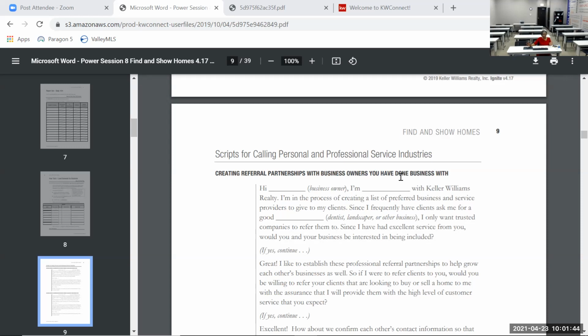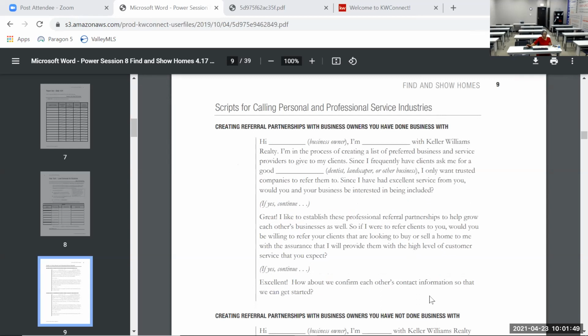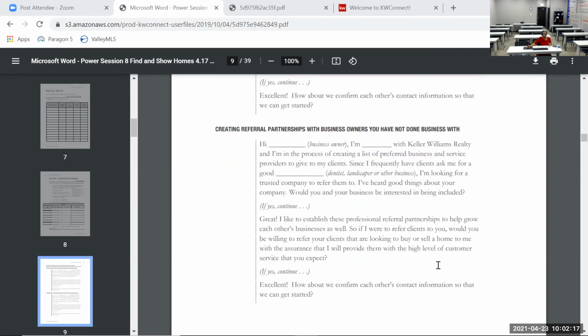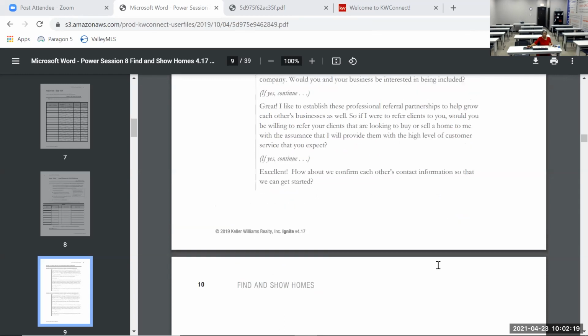And 9 times out of 10, they're going to say yes. As a matter of fact, I've not had anybody say no. Great. I like to establish these professional referral partnerships to help grow each other's businesses as well. So if I were to refer clients to you, would you be willing to refer your clients that are looking to buy or sell a home to me, with the assurance that I will provide them with the high level of customer service that you expect? And if they say yes, then excellent. How about we confirm each other's contact information so that we can get started? That's just one of the many scripts that you can use to talk to your referrals.